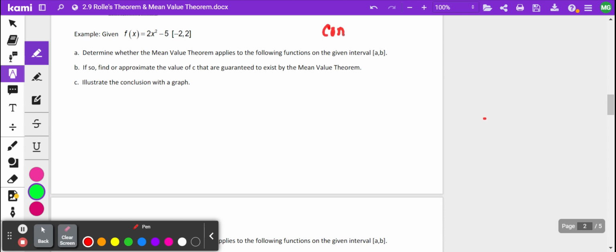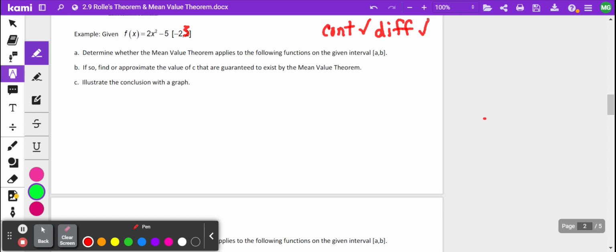Is it continuous? Yes, it's a parabola. Oops, I meant to change this to a 3. Is it differentiable on this domain right here? Yes, it's a parabola. So it doesn't have a cusp or a corner or a break in the graph, as we already talked about. So yes, it's continuous.